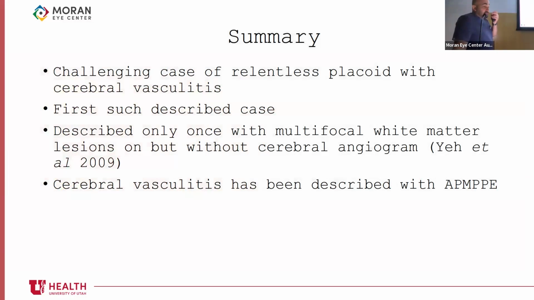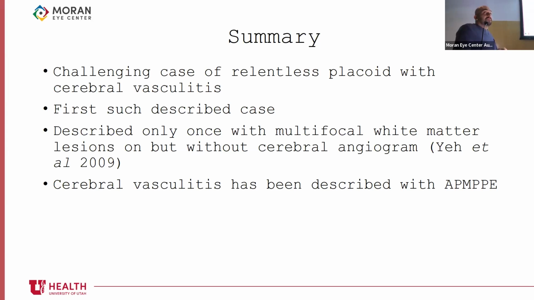So this is a challenging case of relentless placoid with cerebral vasculitis. This is actually the first such described case where we do have a cerebral angiogram in addition to an MRI. Steve Yeh, in 2009, when he was at Emory, described one case where there were multifocal white matter lesions, but there was never a cerebral angiogram. He suspected this might be cerebral vasculitis.